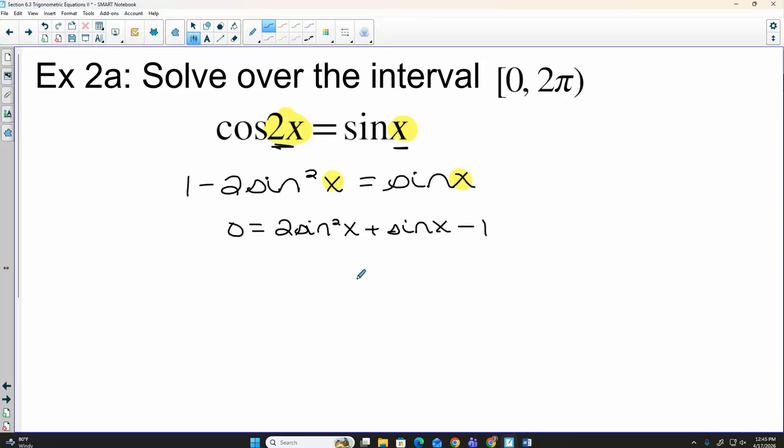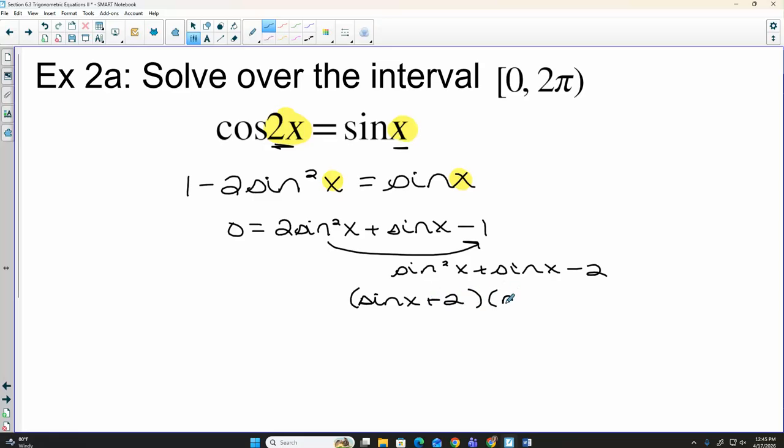Okay, what would I do? All right, what multiplies to a -2 and adds to a +1? Divide our 2 back. I get sine to be -1 and +1/2.